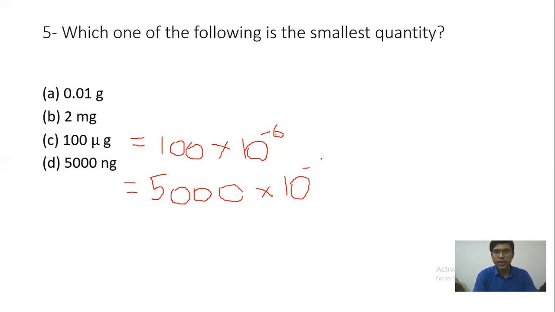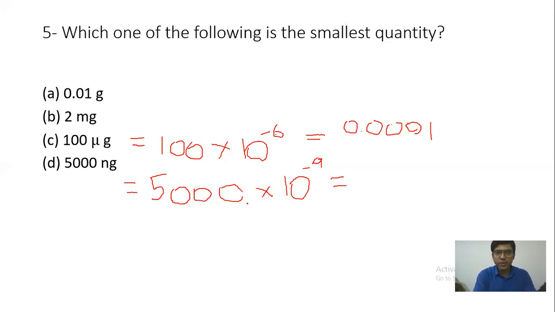Here you can easily find which is the smallest quantity: 5,000 exponent minus 9 or 100 exponent minus 6. Minus 9 means you have to shift the decimal 9 places, and 100 exponent minus 6 means you have to shift the decimal 6 places. If I talk about micrograms first, shifting the decimal 6 places, it will become 0.0001. And here, exponent minus 9 means we have to shift the decimal 9 times.